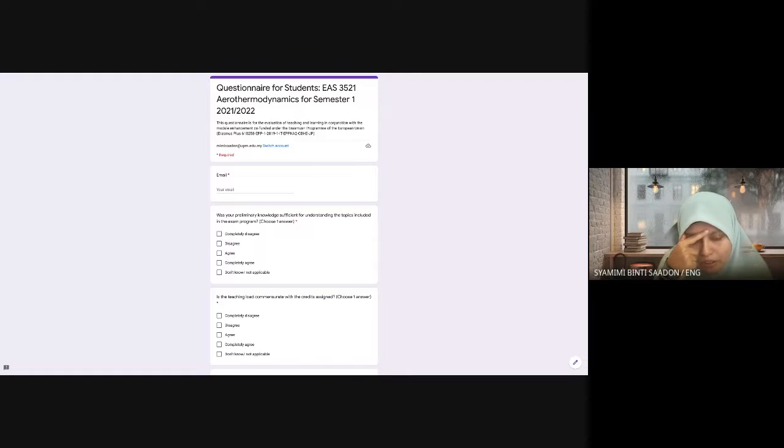So there will be 2 parts, part A and part B. The same questions as Dr. Izani's group, so all your batch will answer the same final exam questions.